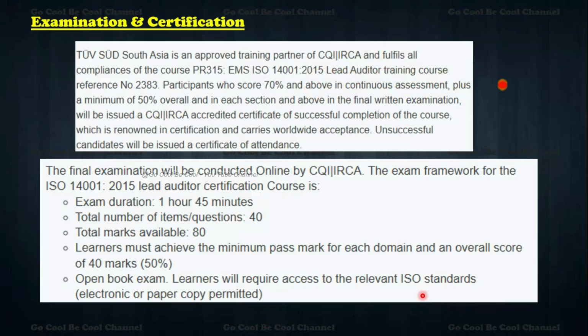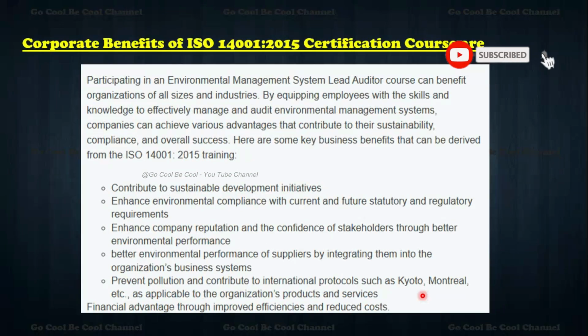Now we are going to see the corporate benefits. How will you benefit if you go for the ISO 14001:2015 certification course? Participating in an environmental management lead auditor course can benefit organizations of all sizes and industries.